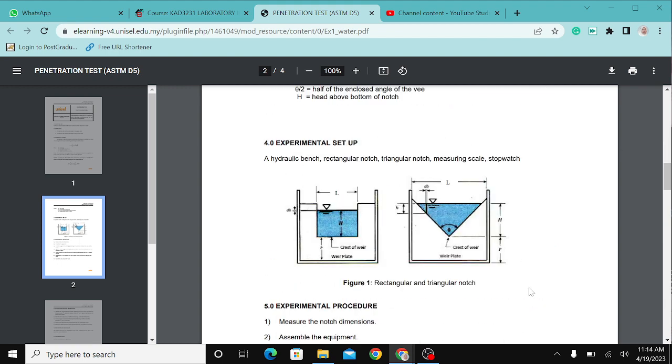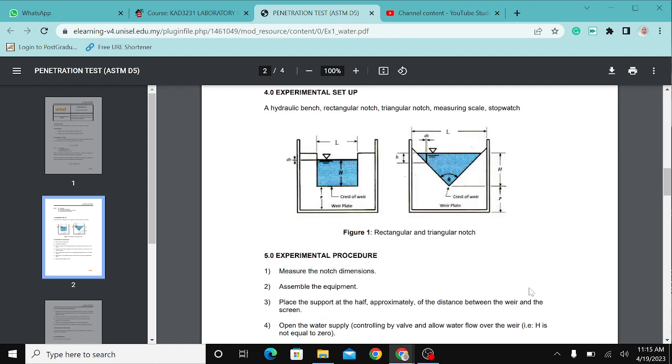To do the setup, as you can see in figure 1, it shows the rectangular and triangular notch. In this figure, you can see a hydraulic bench, rectangular notch, triangular notch, measuring scale, and the stopwatch. These are important items that you must have for this experiment.